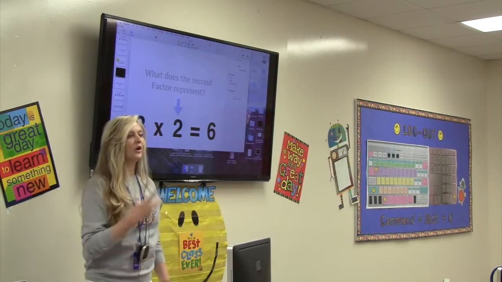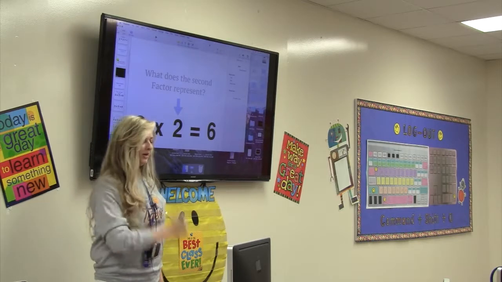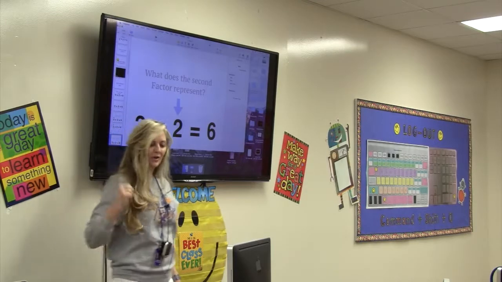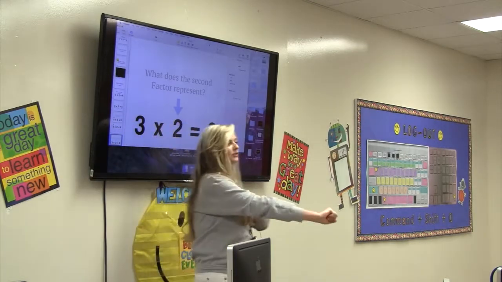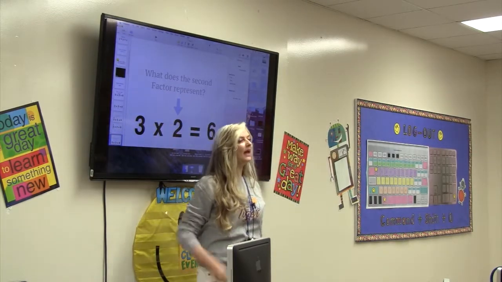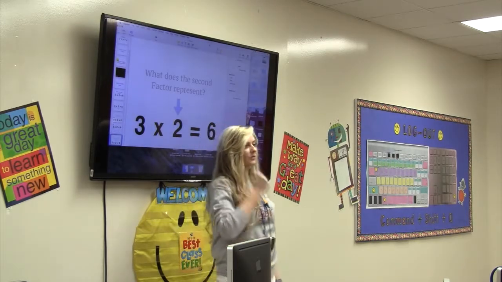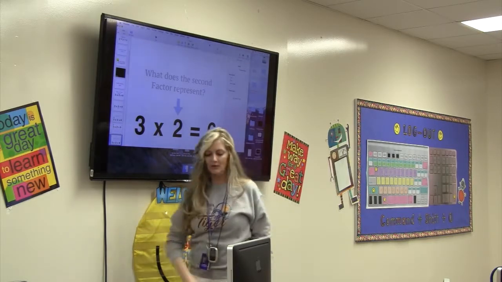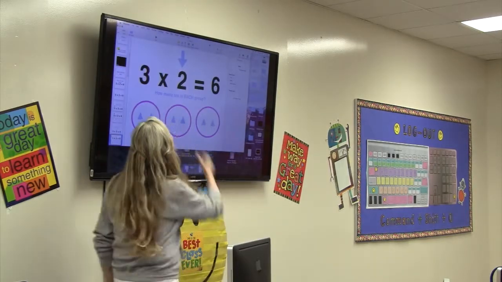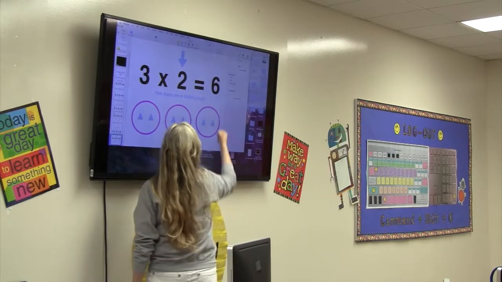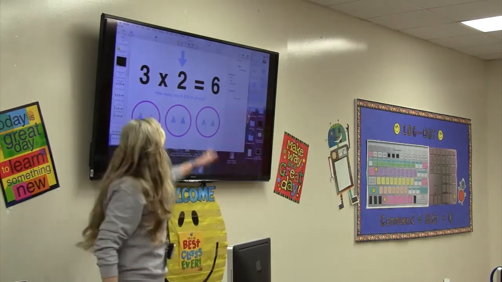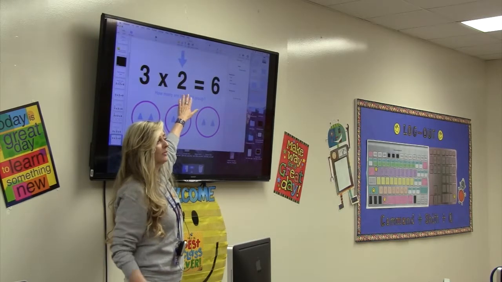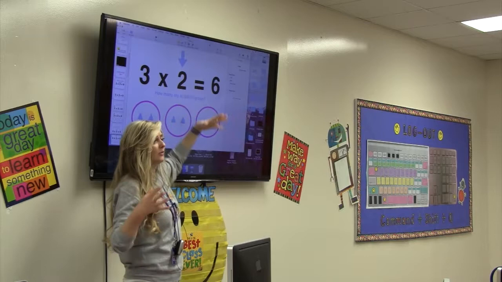The second factor represents how many are in each group. Say it again. The second factor represents how many are in each group. Make sure you cross the middle of your body when you're doing that. And what are we doing? We're stamping. We're stamping how many are in each group. And as we go on to that, we can actually see it. Here we go. How many are in each group? What factor tells us that? The second factor. Is that number always 2? No, it could be any number, right? That's how many we're going to put in each group.